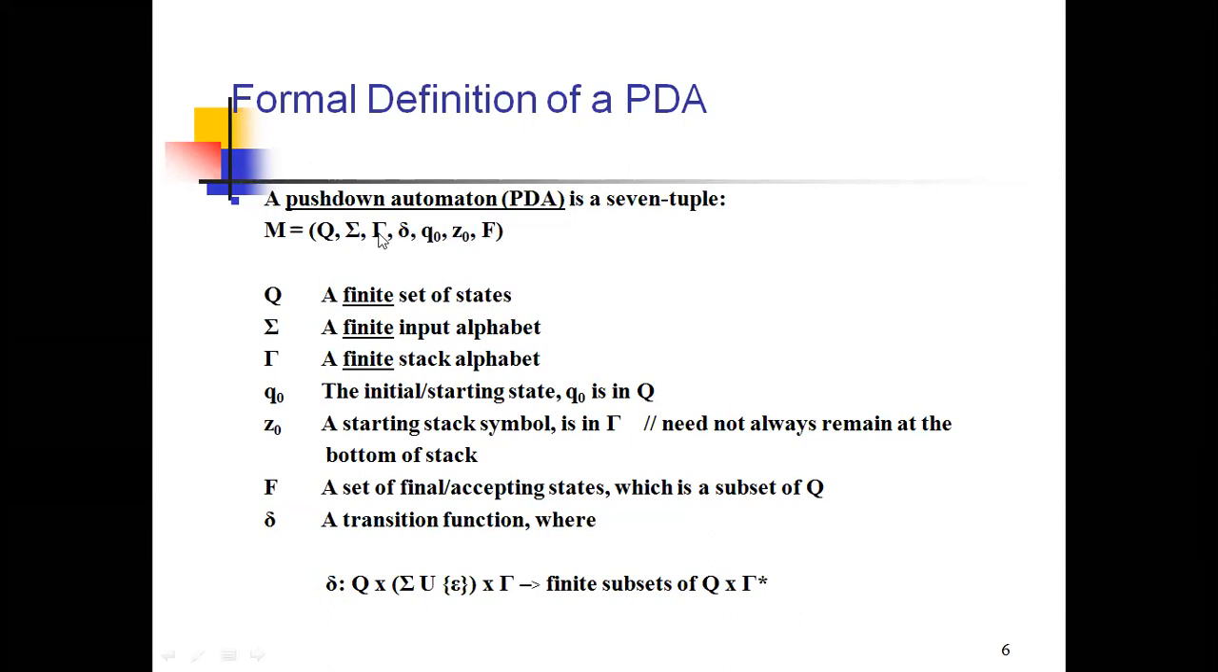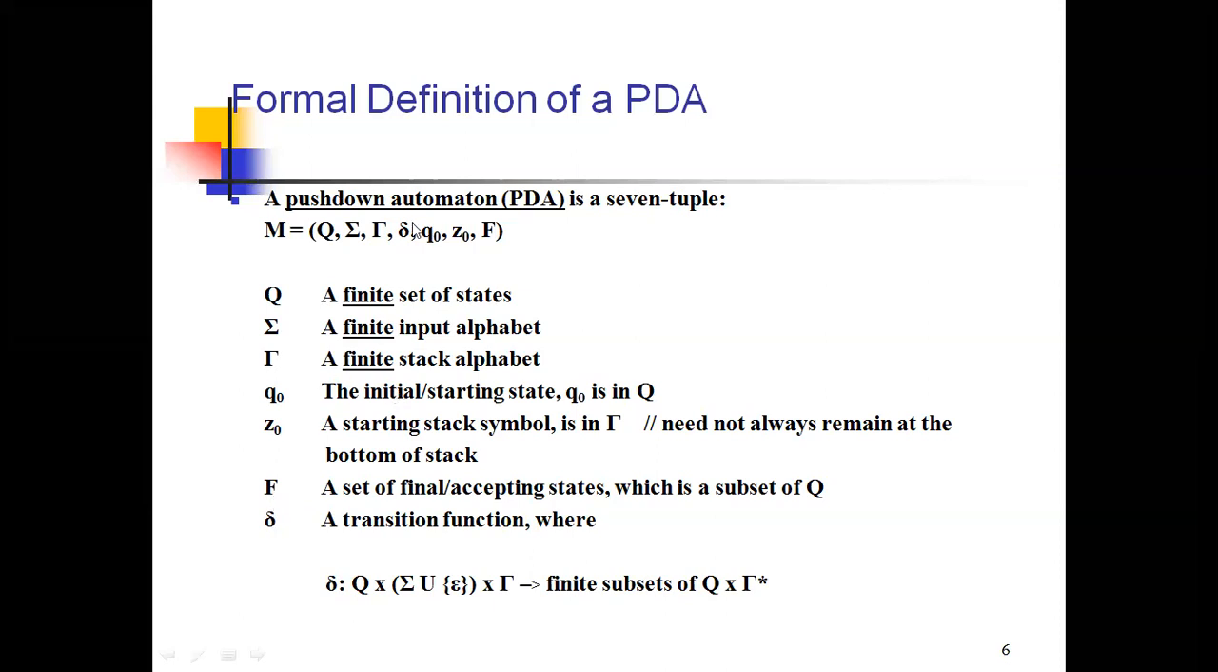See here we have two different symbols, tau and z naught. This Q we already know, this sigma we already know, the transition we already know, and q naught and F we already know. But we have two other new symbols, tau and z naught. Let's see what tau is and what z naught is. Starting with the first tuple, Q is a finite set of states. Sigma is a finite set of input alphabets. Now the tau is a finite stack alphabet. The stack alphabet is represented by tau, right?